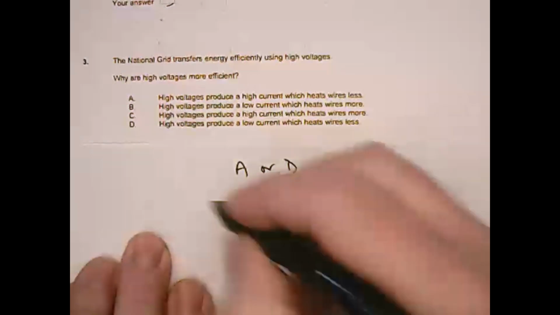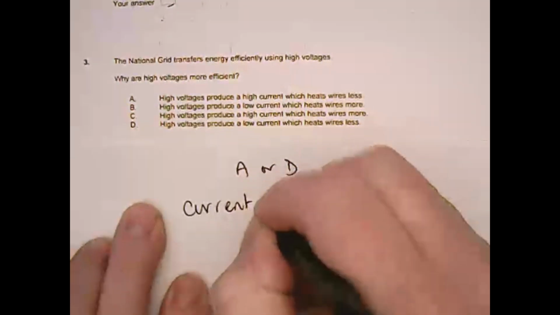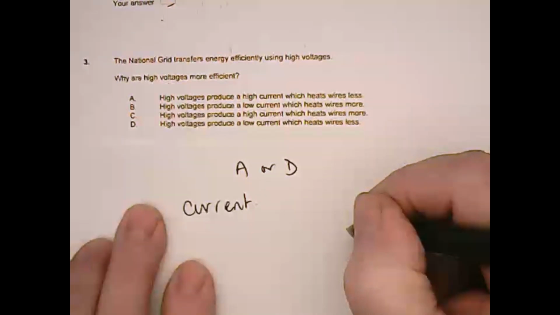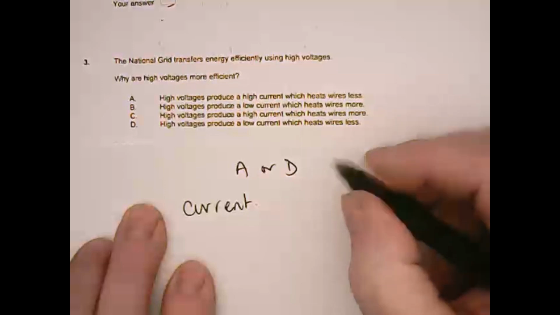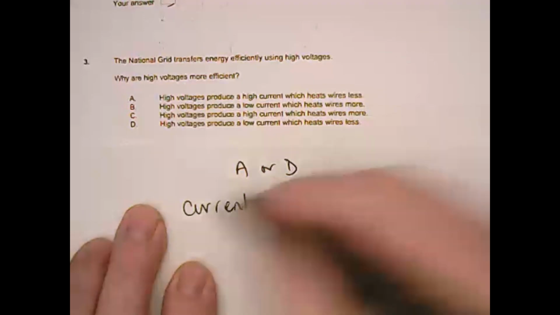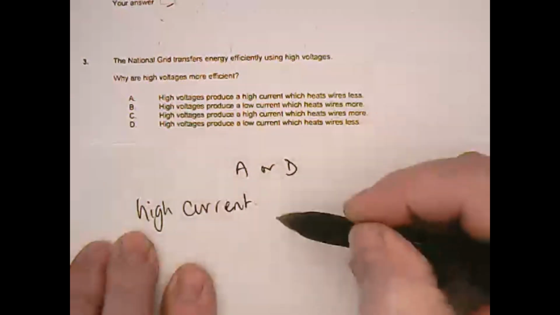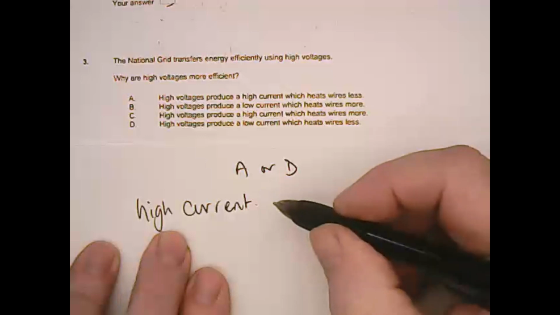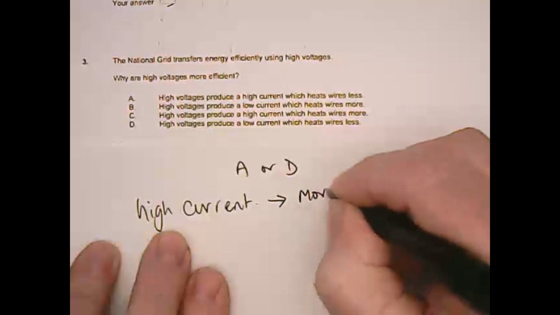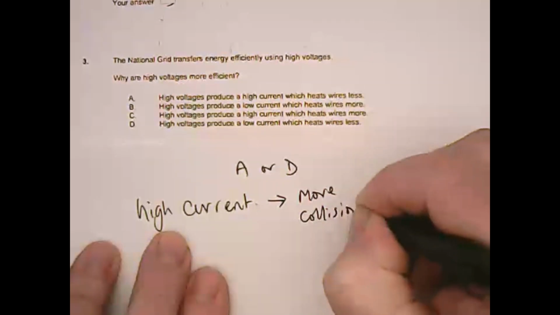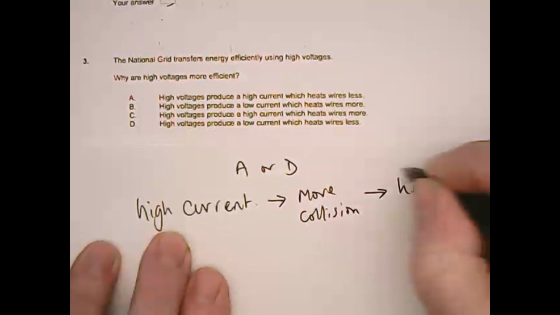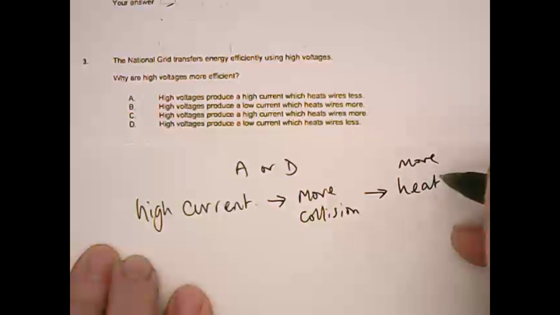Now, current in a circuit, if you think about those electrons within the conductor, those electrons are going to be colliding within the conductor with the ions. So high current, if those electrons within that conductor are moving quickly, they're going to have more collisions. Those electrons are going to collide with the ionic lattice more frequently, and that's going to generate more heat. So that's not what we want. We don't want more heat.